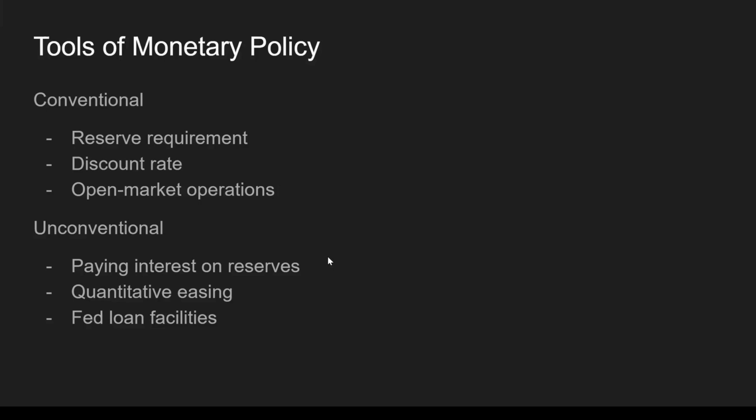Now, moving forward to the unconventional or modern tools of monetary policy, these have been in place since 2008, ever since the economic crash. So the first one is paying interest on reserves. Basically, the higher the interest paid on reserves, the bigger the excess reserves in the bank. This also means a lower supply of money.